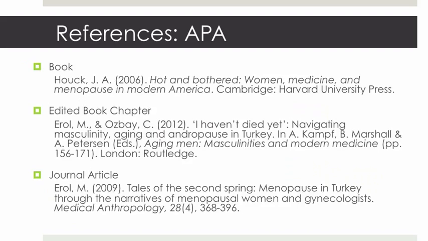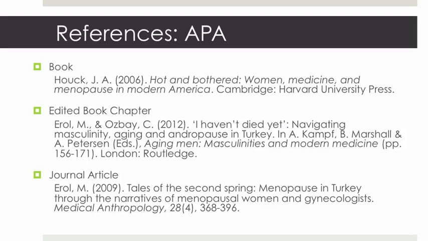So when it comes to the list of references that you're supposed to have at the end of your manuscript, again, we have a couple of different rules and variations. I am now going to tell you about the three most common ones that are used in academic writing. One of them is how you cite a book, the other one is an edited book chapter, and the last one is a journal article.